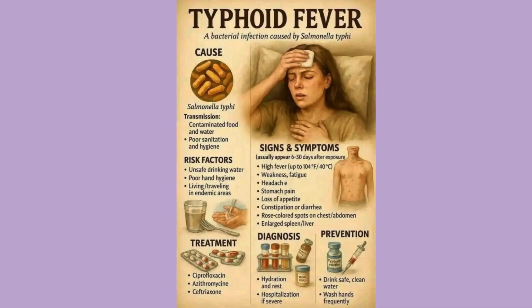The next one is azithromycin. This is often the drug of choice for mild cases in areas where ciprofloxacin resistance is high, or for treating multi-drug resistant (MDR) strains. It has the added benefit of oral administration and a shorter course of treatment, typically 5 to 7 days. The next one is ceftriaxone, an injectable third-generation cephalosporin.